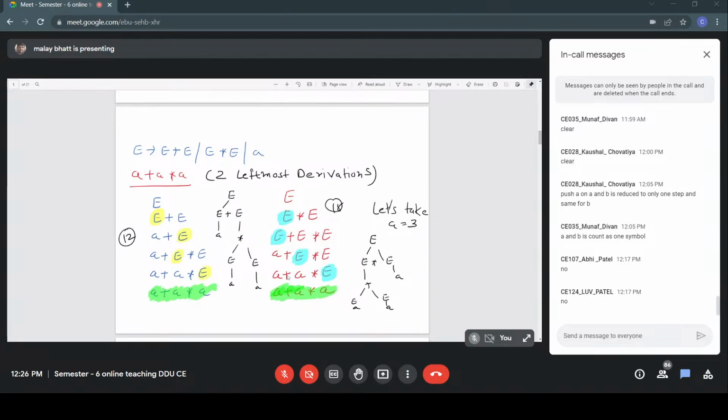Then we have A plus, and the middle E will be the leftmost non-terminal. So we'll write A plus A into E. And last we have A plus A into A. So you can see the derivation tree also here.